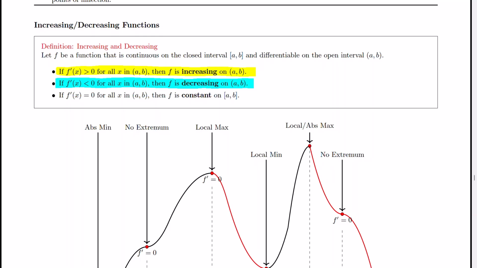And finally, if the function's derivative happens to be equal to 0, so if f prime is equal to 0, then we say that the function is constant. So it's neither increasing nor decreasing on that interval.